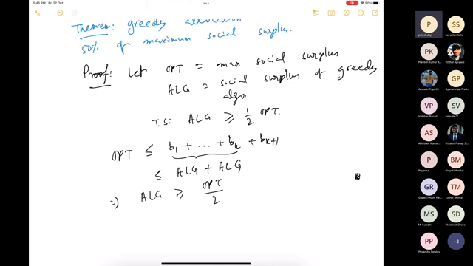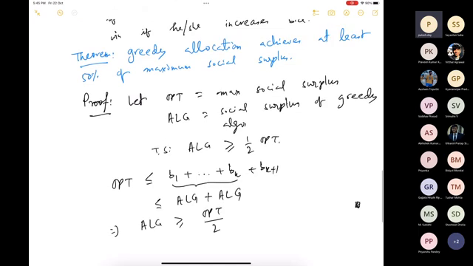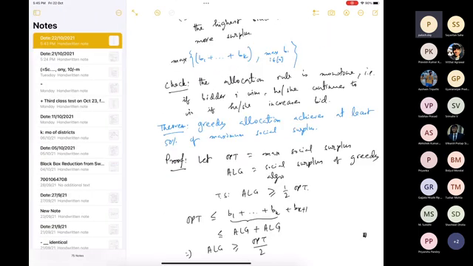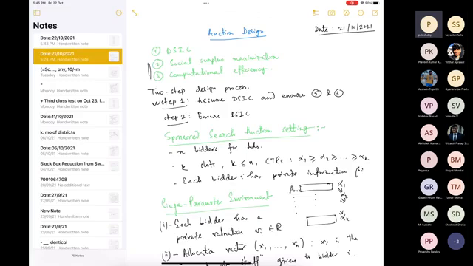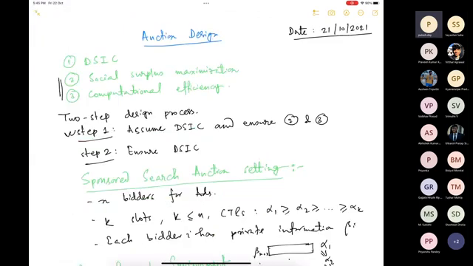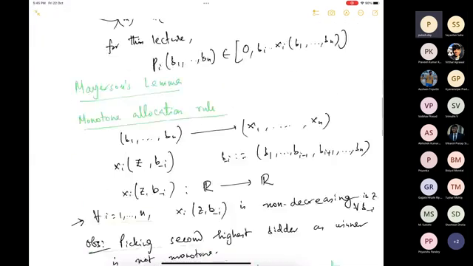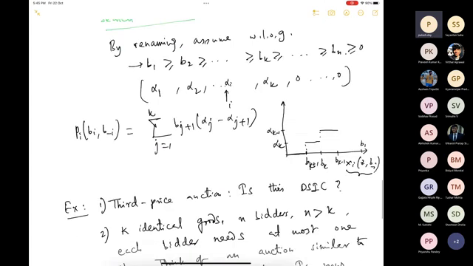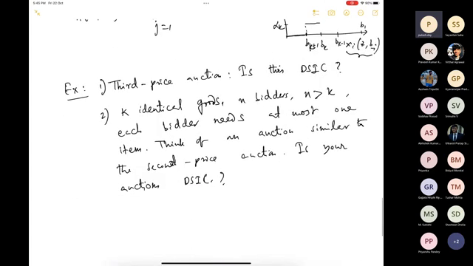I think most of you are blank, so let me not continue further, and let me spend the rest of the time on these exercises. But please study, these are not super trivial things. So let's look at the third price auction. Okay, let me write the answer.